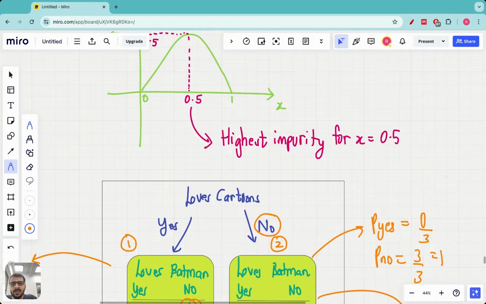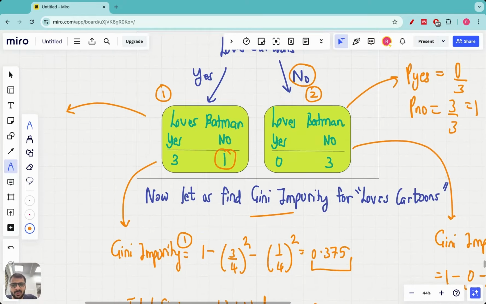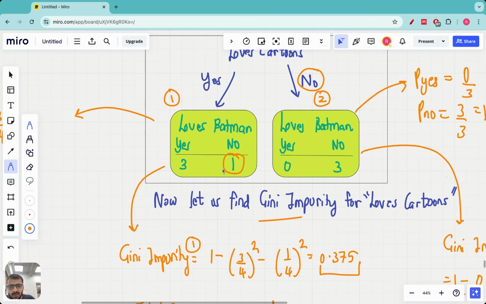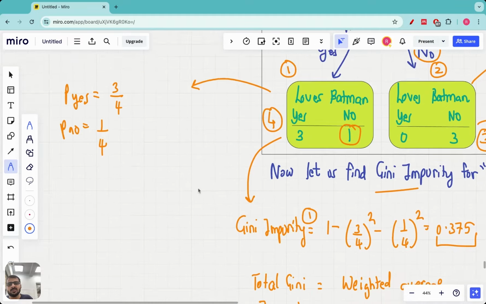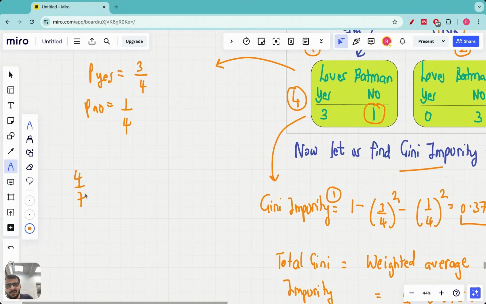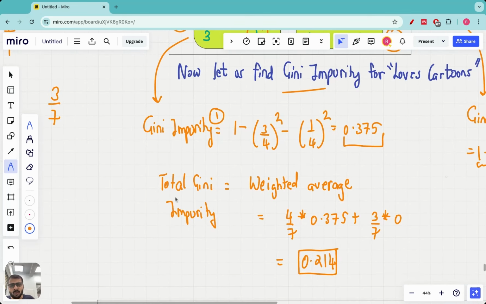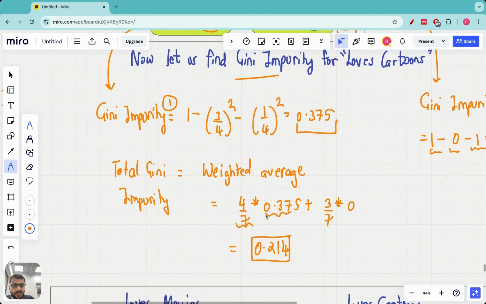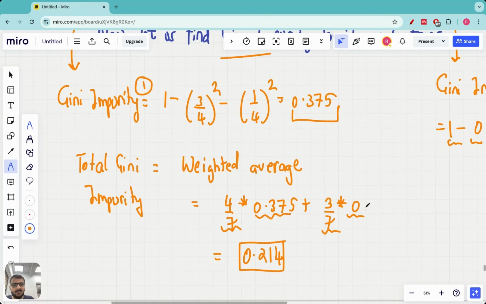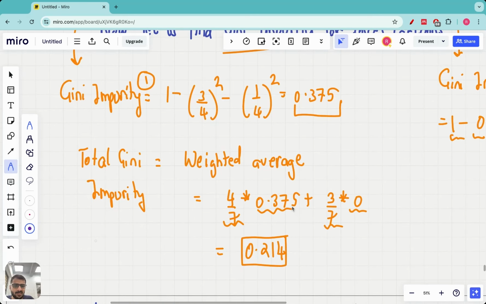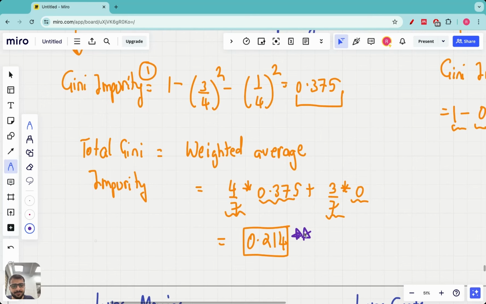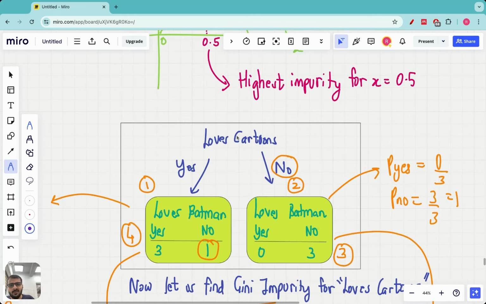Very similar to what we did for the weighted average in the previous question, we'll do the same thing. There are four people who have answered in the first leaf, and three people who have answered in the second leaf. So the Gini impurity of the first leaf will be multiplied by 4 by 7, and the Gini impurity of the second leaf will be multiplied by 3 by 7. So the total Gini impurity is 4 by 7 multiplied by 0.375 plus 3 by 7 multiplied by 0, which is equal to 0.214. So the Gini impurity for the Love's cartoons question is 0.214.